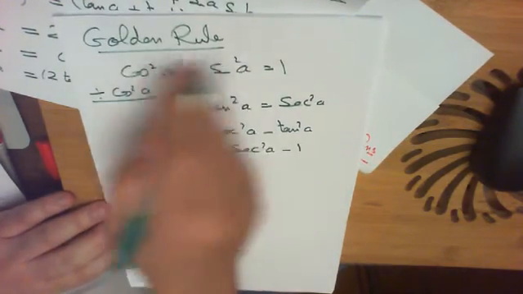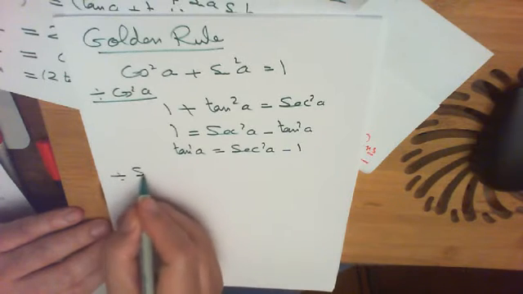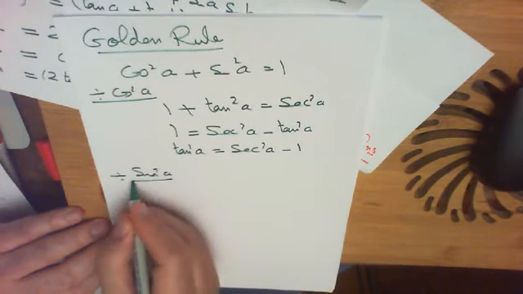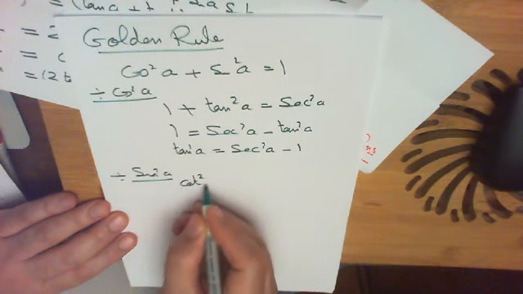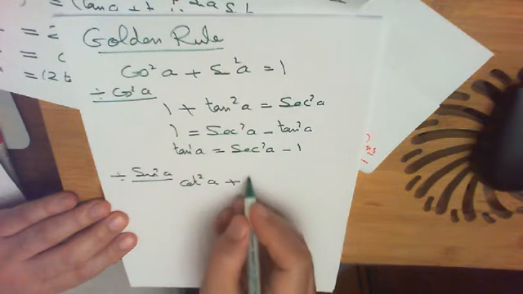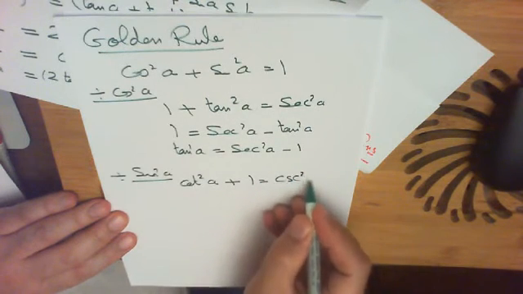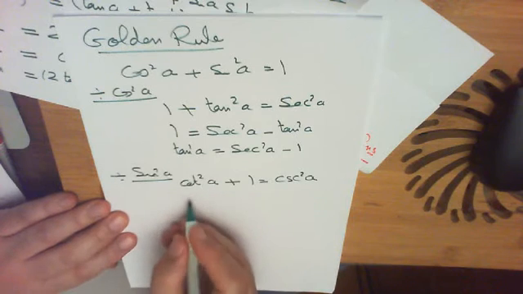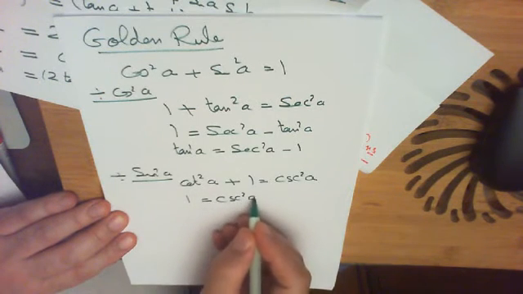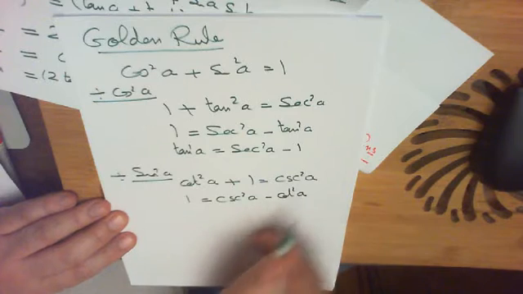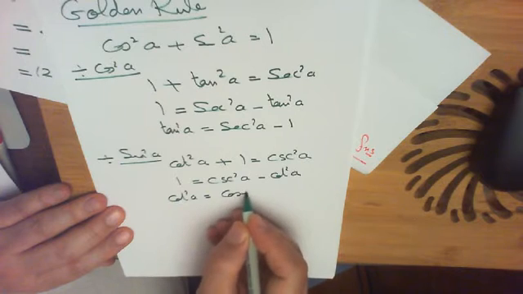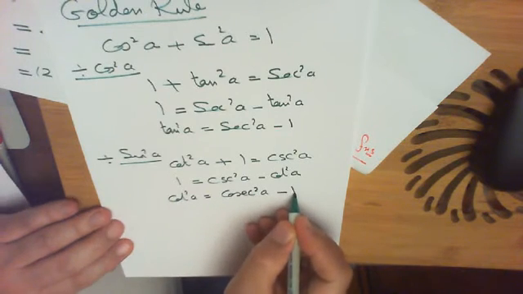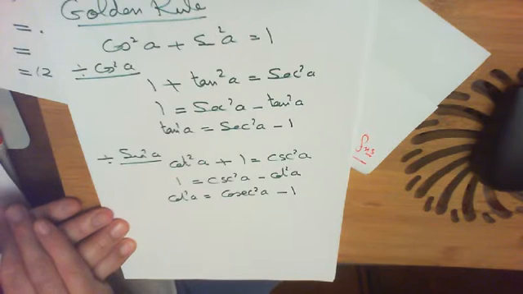If the same golden rule is divided by sine squared A, we obtain cosine squared over sine squared, which is cotan squared, plus 1 equals cosec squared A. Or 1 equals cosec squared minus cotan squared, or cotan squared equals cosec squared minus 1. Which one I use depends on the problem you will have, inshallah.